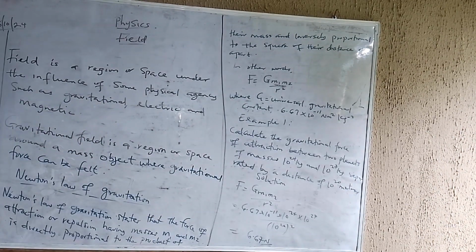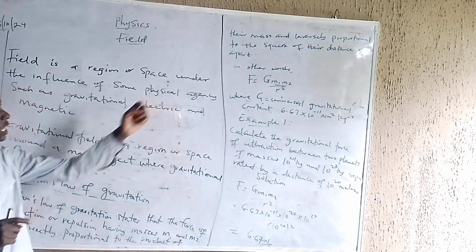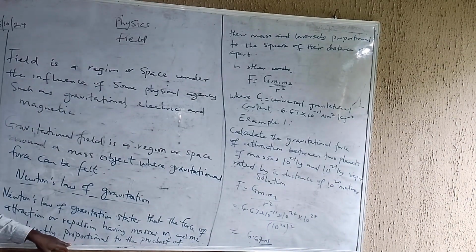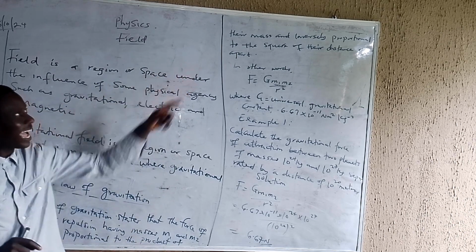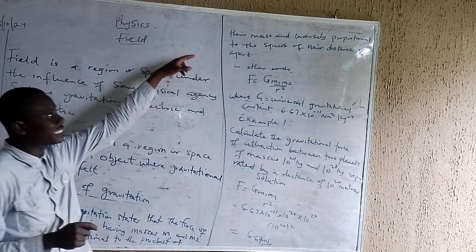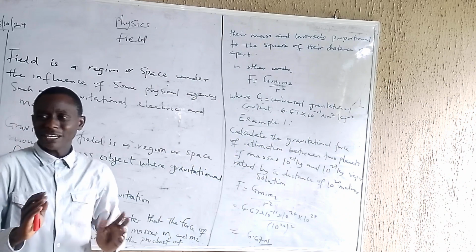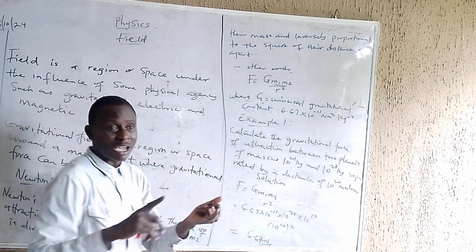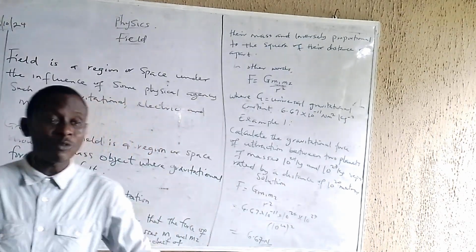This law of gravitation states that the force of attraction or repulsion between masses m1 and m2 is directly proportional to the product of their masses, and inversely proportional to the square of their distance r apart. So it is very, very easy to memorize. We have a lot of laws under Newton. We have Newton's laws of motion, the first law, second law, and third law. But this one is Newton's law of gravitational attraction.